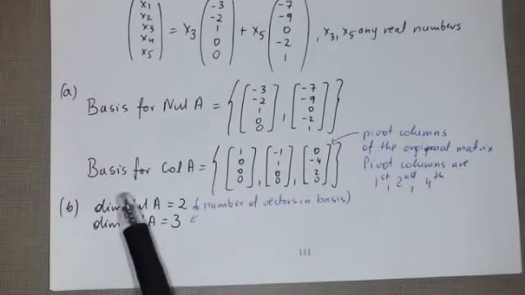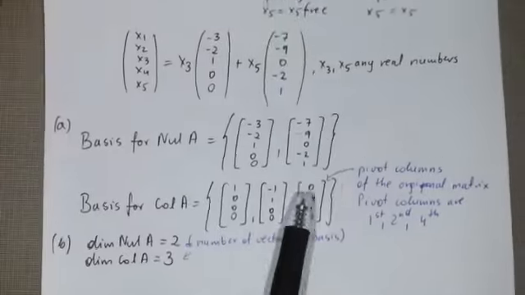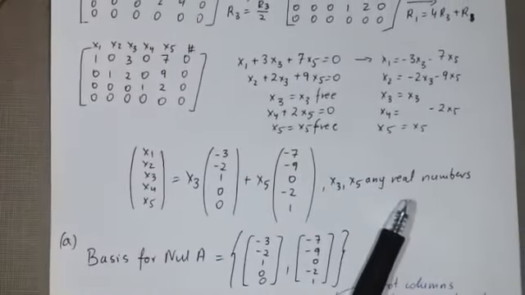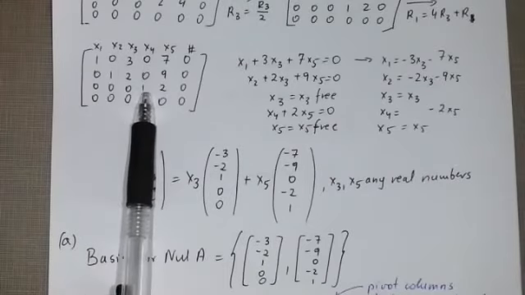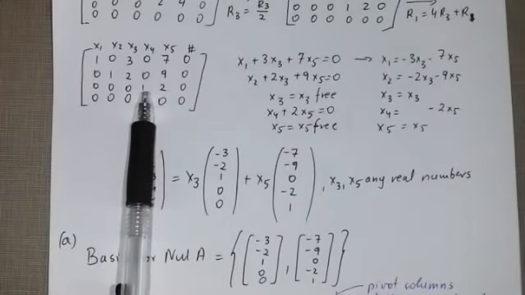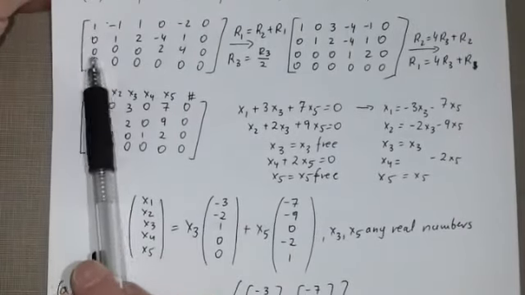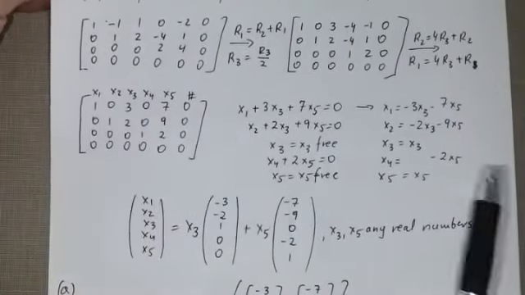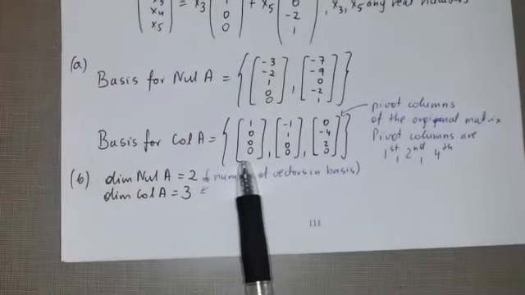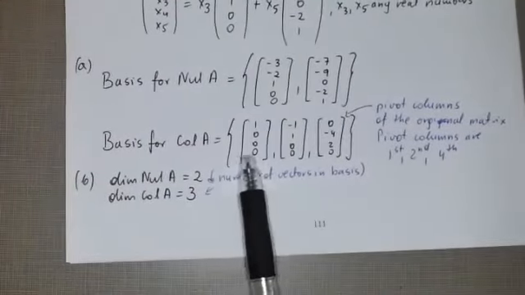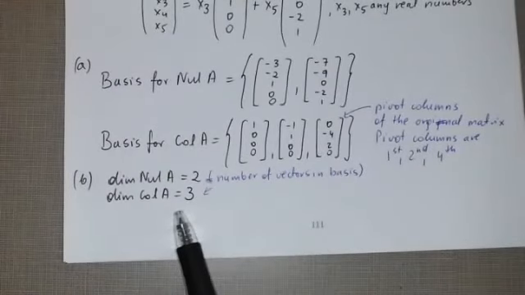And now to find the basis for the column space, we check the pivot columns of the echelon form. The pivot columns are the first, second, and fourth columns. So we take those columns from the original matrix for the basis. So the basis for the column space are those vectors, and I have 3 vectors, so the dimension of the column space is 3.